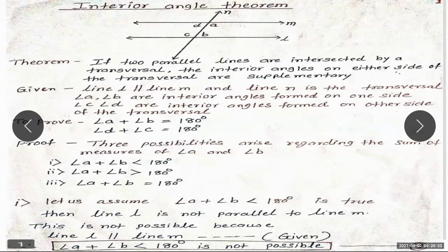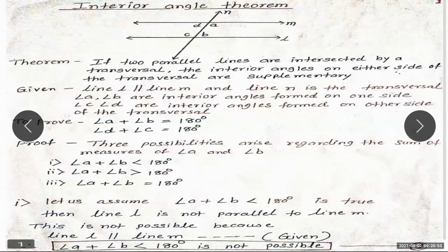Okay. Now let us assume the first condition, that is angle A plus angle B is less than 180 degrees. This is true. Okay, we assume it is true. Now what will happen if we try to prove it?